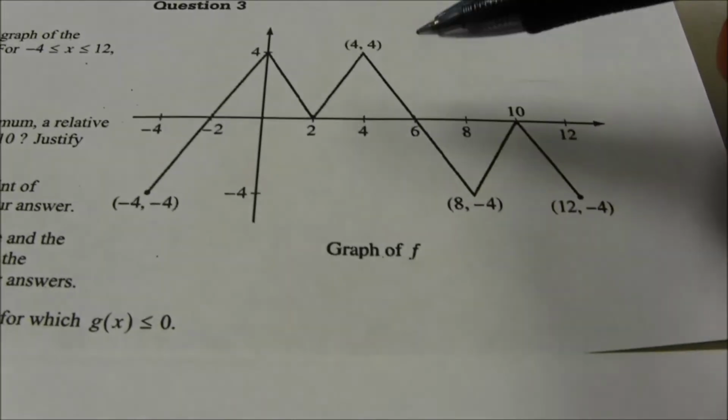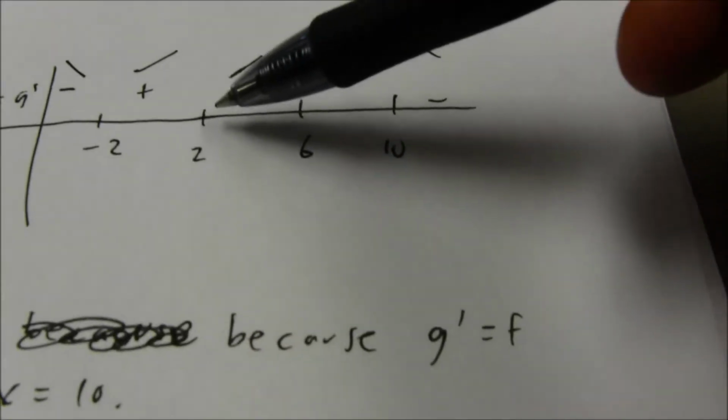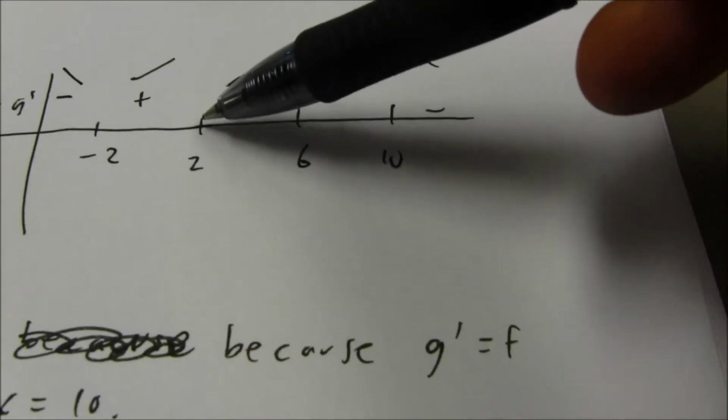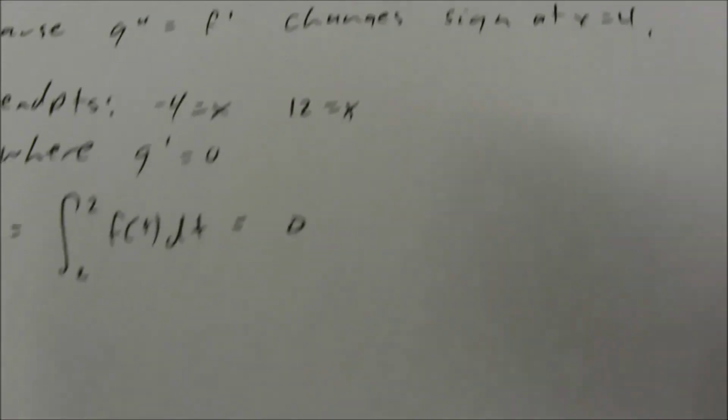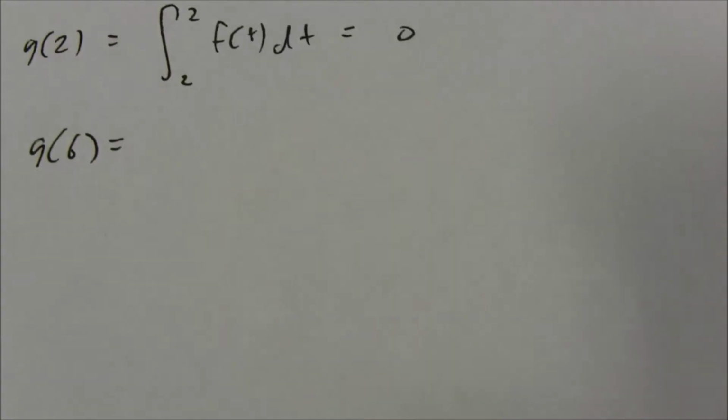Remember, this graph is function f. Okay. If I look at my graph, I can find values of g of 2. That might be a relative maximum or minimum, like critical values. I can find value of g of 6. So I can come back here. G of 6 is equal to the integral from 2 to 6 of f of t.